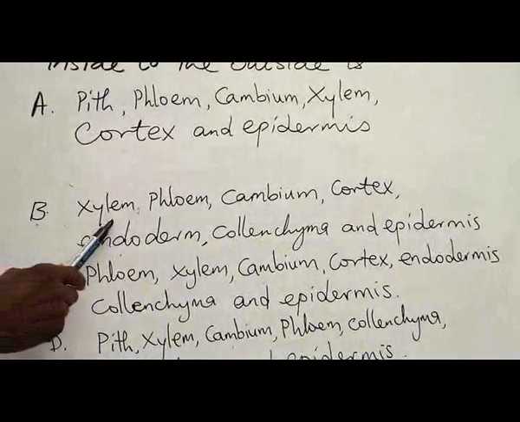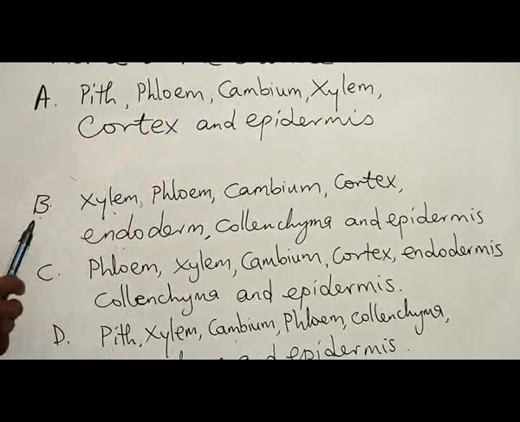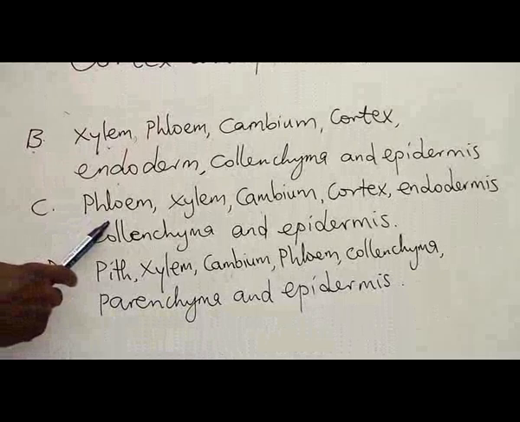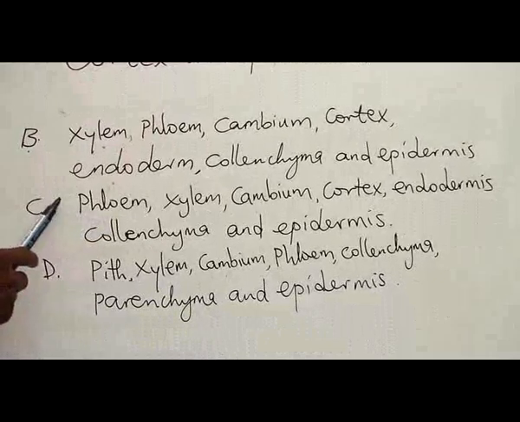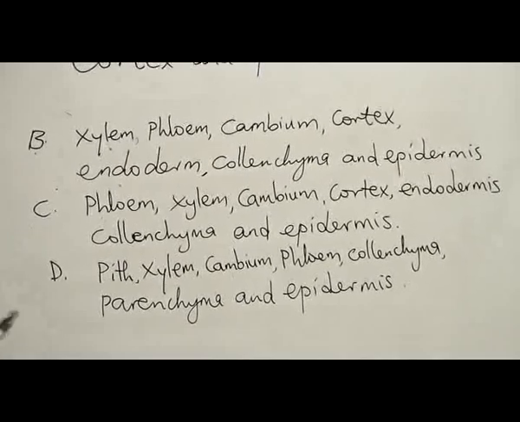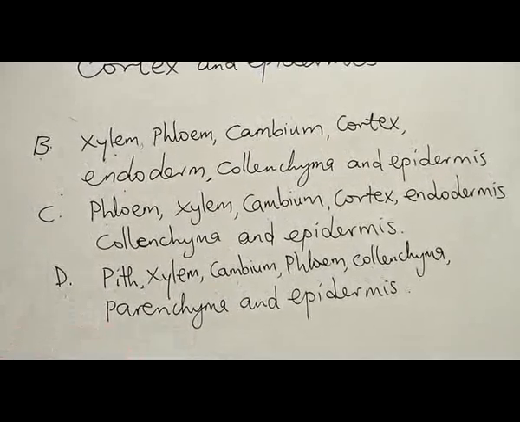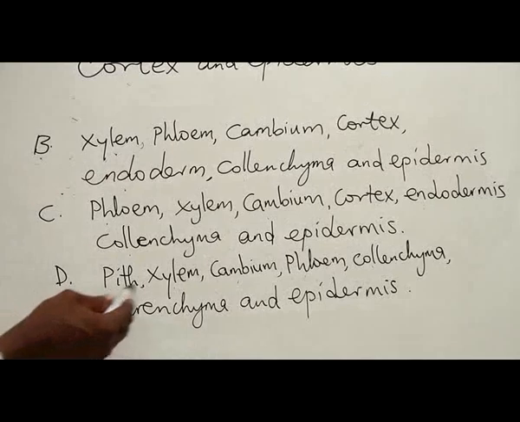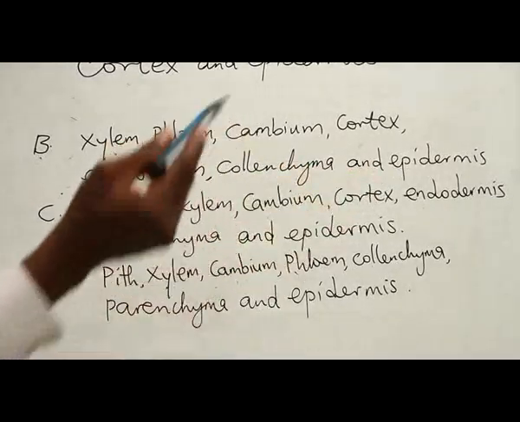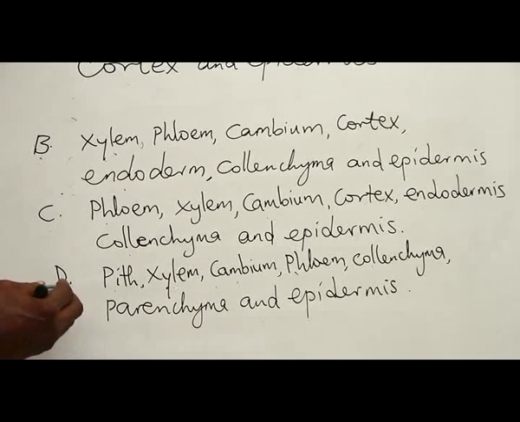B, it starts with xylem instead of pith. So B is gone. C, it starts with phloem. That is, it jumps the pith and xylem. C doesn't work. Then you come to D, which is the obvious answer. Pith, xylem, cambium, phloem, collenchyma, parenchyma, and epidermis. So option D answers the question.